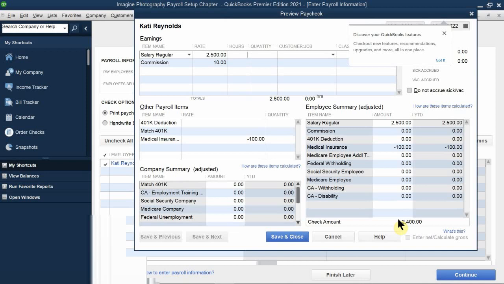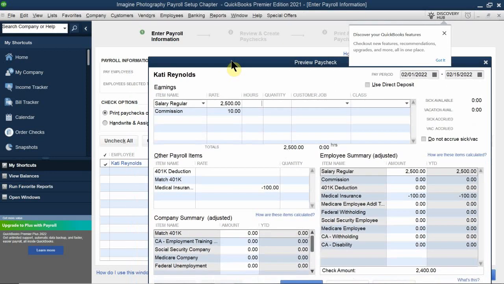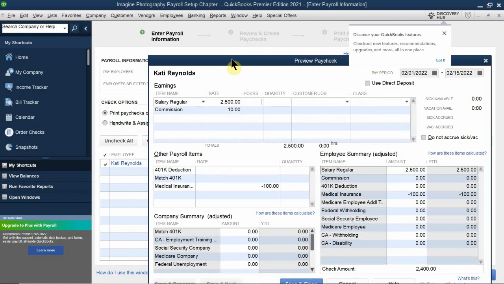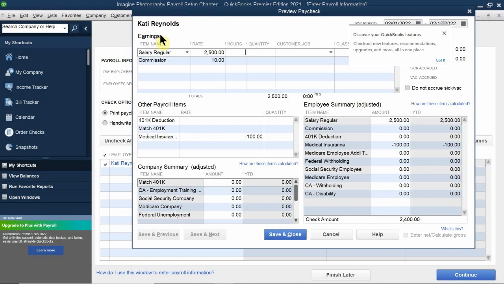In this case we've got Katie's commissions, which is 10%, which she doesn't get. She gets exactly $2,500, which is correct. No vacation pay, no nothing. That's just fine. You could say she claimed 88 hours. It doesn't matter. She's salary.